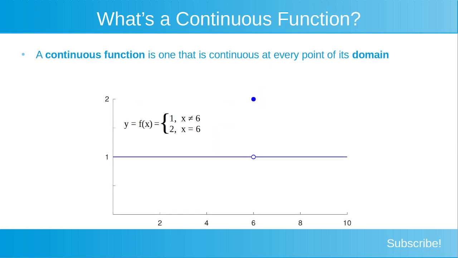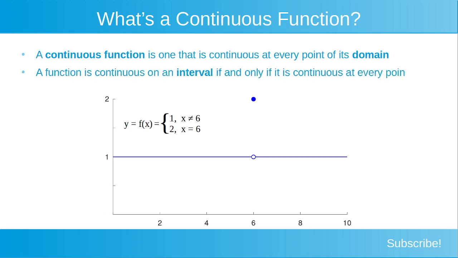For this function, where f of x is equal to 1, where x is not equal to 6, and f of x is equal to 2, when x is equal to 6. This function here has the domain from 0 to 10. And there is a point of discontinuity at x is equal to 6 for this function. So this function is not continuous at every point of its domain. So we cannot describe this function as a continuous function on this domain.